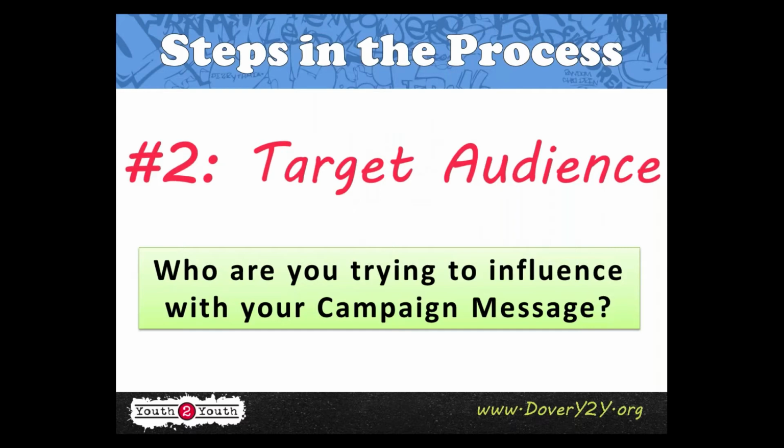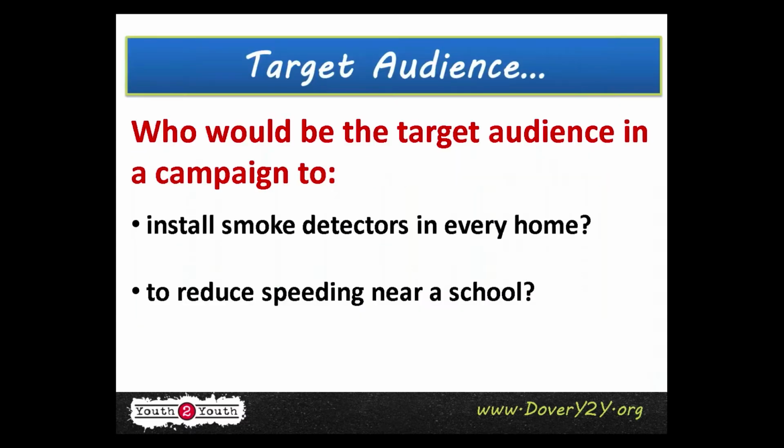The next step is to determine your target audience. Your target audience is the group whose behavior you are trying to change or influence. Once we make sure our group understands this, we will usually give them a few example campaigns. For example, if you were doing a campaign for installing smoke detectors in every home, I want you to think to yourselves, who is the target audience? Hopefully you are thinking homeowners. Or if we were doing a campaign to reduce speeding near a school, the target audience might be drivers.